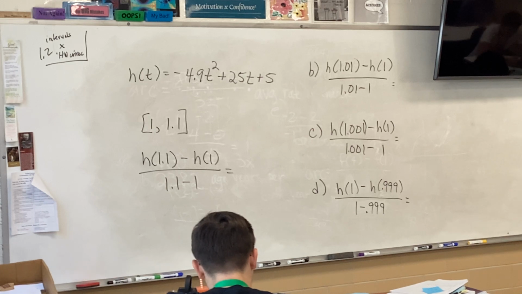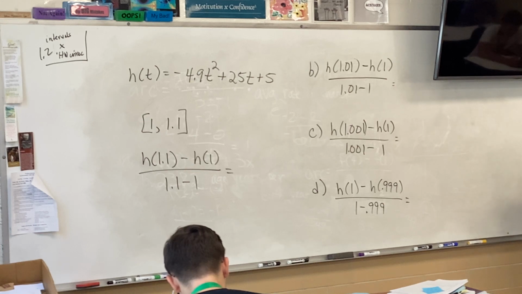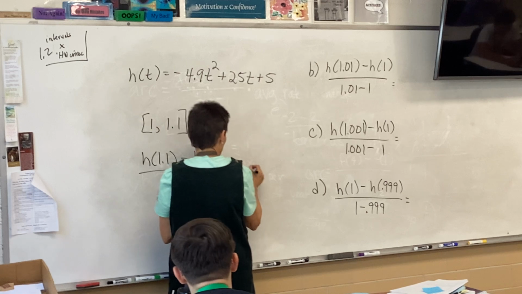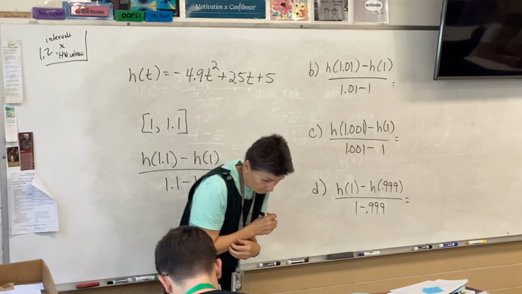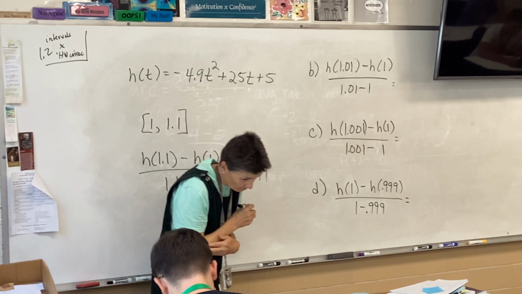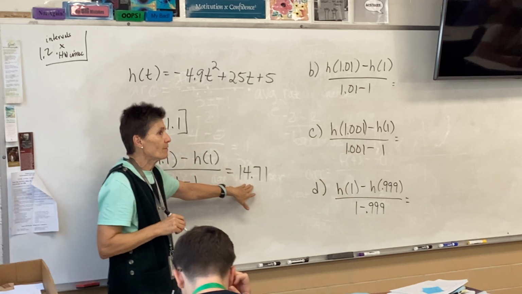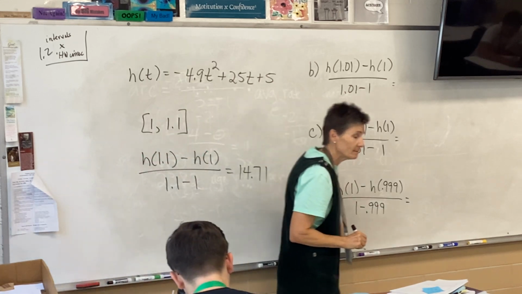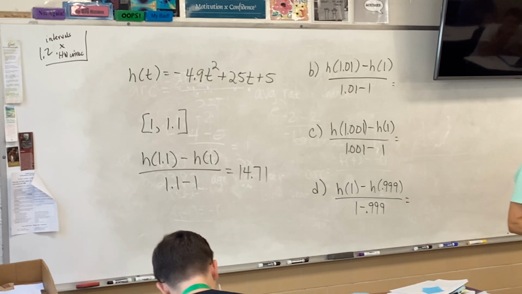What'd you get? 14.71. Patrick got 14.71. Anybody else get that for the first one? Okay. By the way, what's the unit on that 14.71? Meters per second, absolutely. Height over time, that's your speed, meters per second.